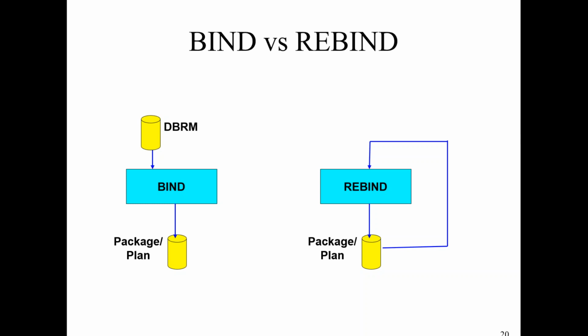Rebind I will do when the code didn't change, but I just want DB2 to rethink the statements. So if we add an index or something, or we run stats, or the DBA makes some change to the environment, they drop and recreate a table that invalidates the package. Rebind just says the code didn't change, the SQL didn't change, the consistency token didn't change. I just want DB2 to rethink this package.